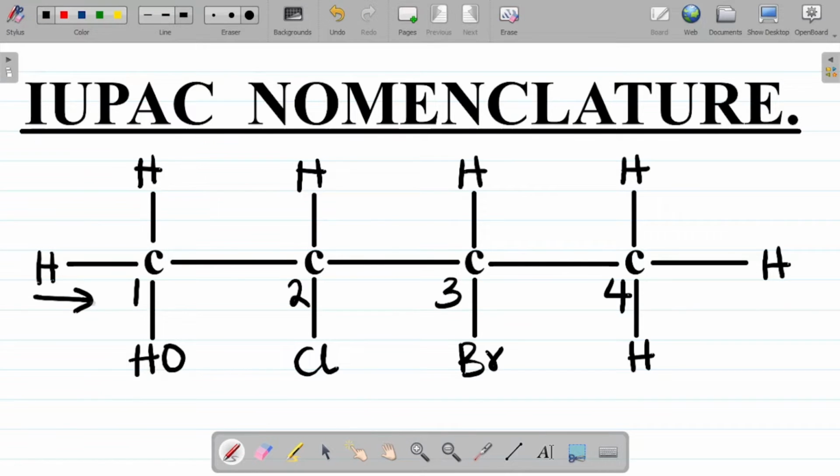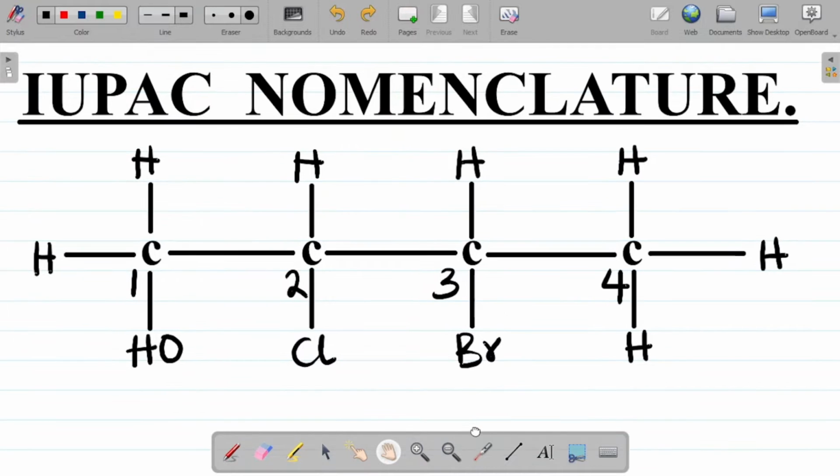So understand the reason why we're going with the lower numbering. We're going with the lower numbering because it gives you the smallest possible attachment, which is 1, to the functional group, which in this case is the OH or HO group called the alcohol. All right, so we've gotten this. So let's name this compound.